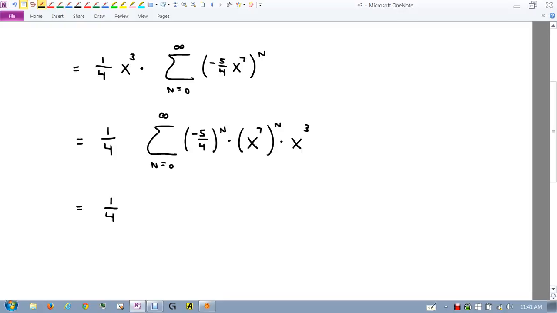This is 1/4 sum n equals 0 to infinity, negative 5/4 to the n, x to what power? 7n plus 3. Good. So x to the 7th to the n is x to the 7n, but x to the 7n times x to the 3rd, you add the exponents. 7n plus 3 is 7n plus 3. That's it. That's your power series.